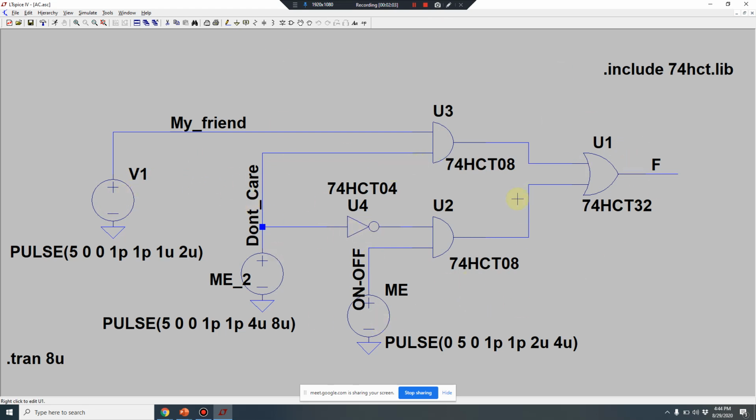It's a very small problem, right? So two of us are in my room, me and my friend. I've got two switches. This is the first switch which is written me, and me underscore two is also a switch available with me. My friend has got one switch. Also, me and my friend have to control the fan switching on. I've got a greater priority.